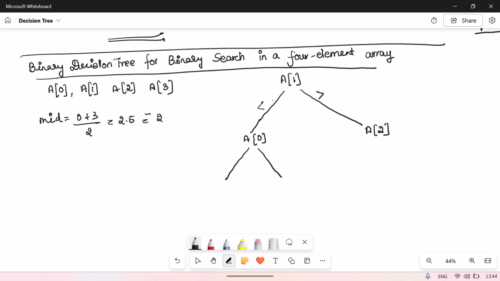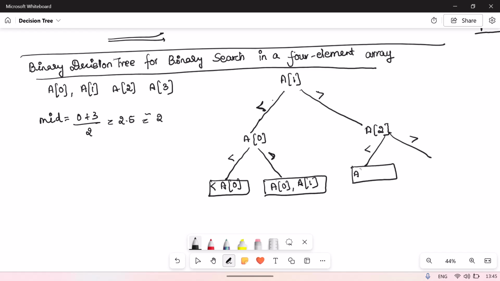Similarly for this, if it is lesser than and greater than. If it is lesser than A of 1 but greater than A of 0, it will come anywhere between A of 0 and A of 1. If it is not, it can be lesser than or greater than. If it is lesser than A of 2, that means it will come in between A of 1 and A of 2. If it is greater than A of 2, that means it is A of 3, correct?